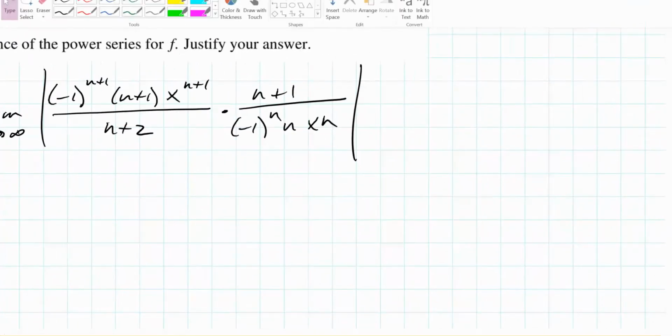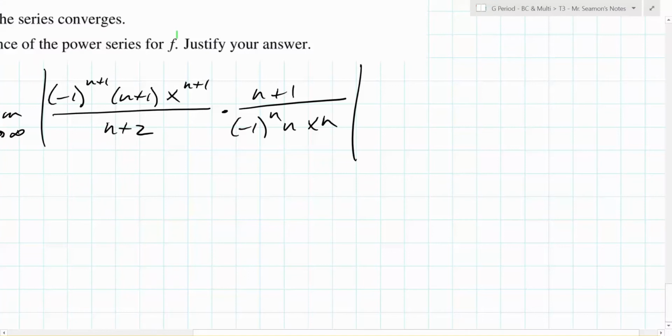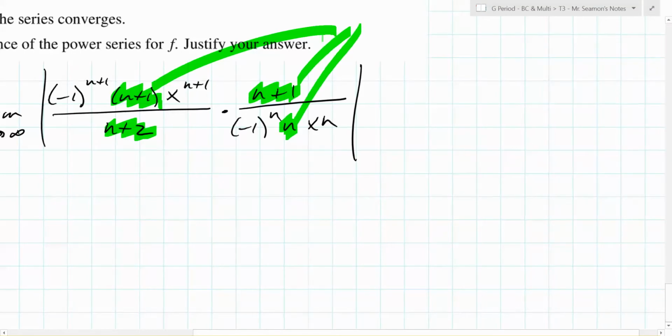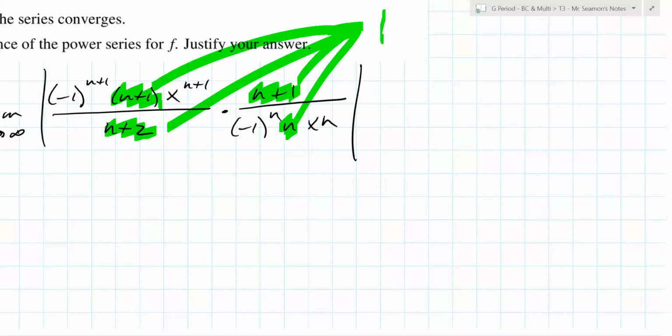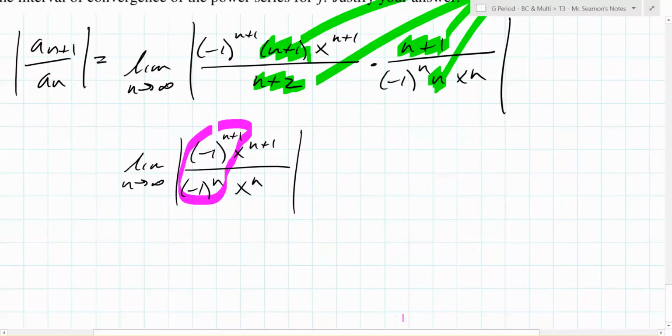Now, it's all glued together with multiplication. So what can you tell me if I took this n and this n plus 2 and this n plus 1 and this n plus 1? What happens to that piece as n goes to infinity? What does it go to? It goes to 1, right? Because what's the power of the n's on top? 2. What's the power of the n's on the bottom? 2. Does everybody understand? It goes away.